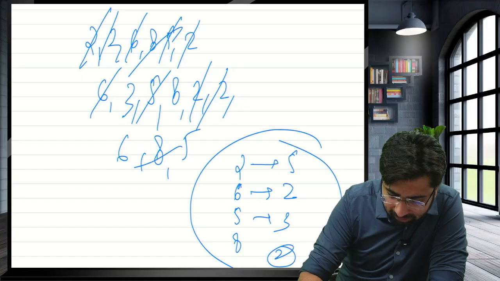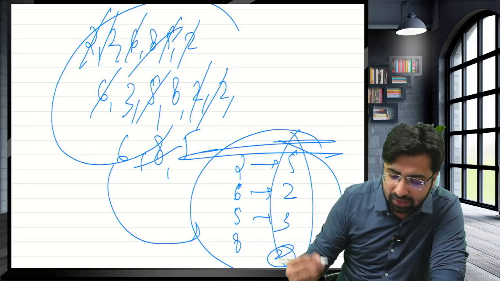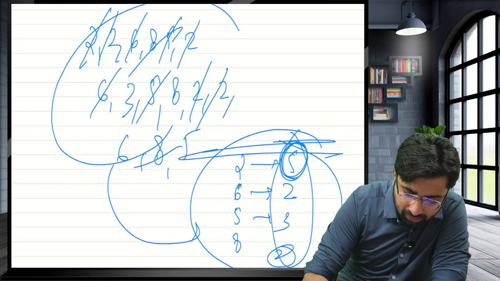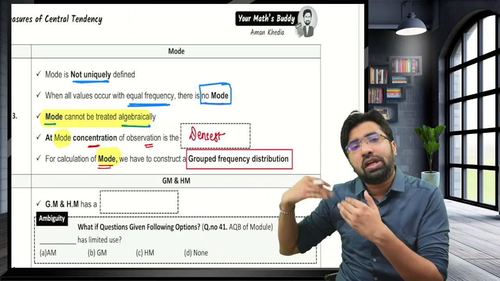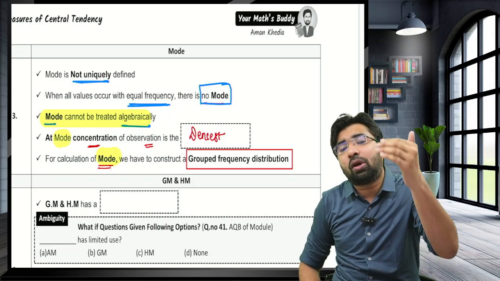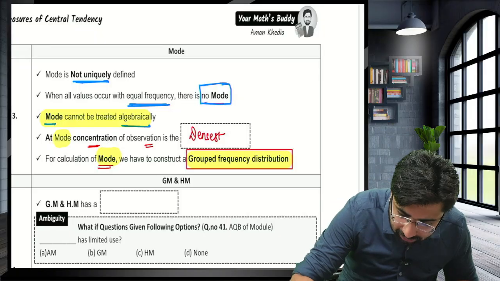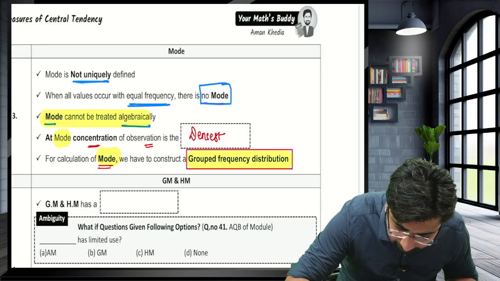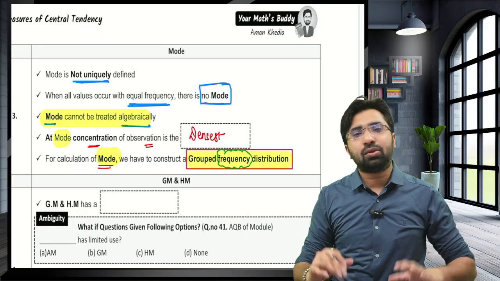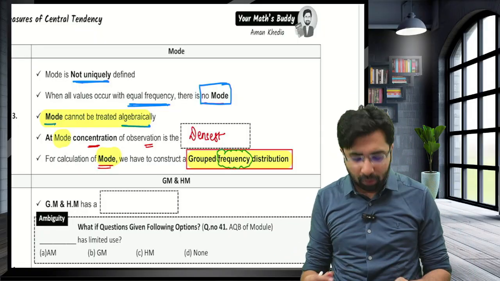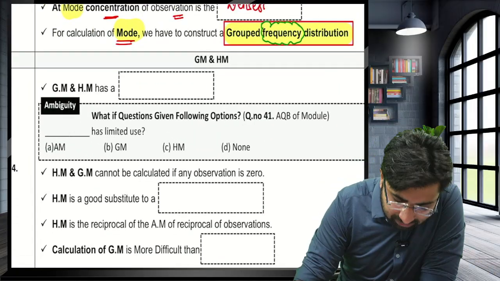Converting the raw data into this form is known as grouping. I'm forming a frequency. 2 occurs the maximum number of times, so the observation with the highest frequency is the mode. For calculation of mode, you need the frequency, that is, how many times each observation occurs. That table is known as a grouped frequency distribution. So we are done with the keywords of mode. Usually, AM and GM, GM and HM both have, I will say, limited use.